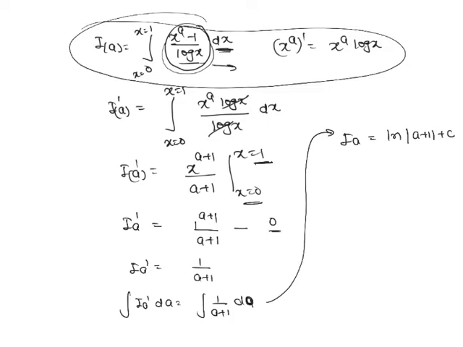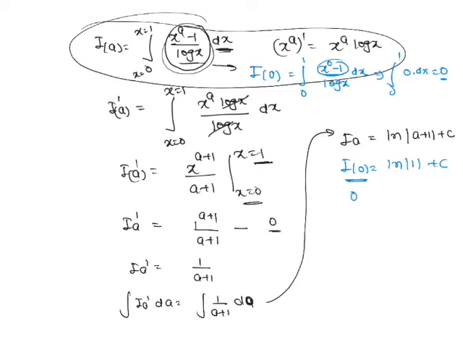In this equation, if I put a equals 0, we get the integral from 0 to 1 of x power 0 minus 1 divided by log x into dx. This 1 minus 1 is 0 into dx, so this will give 0. So if I put I a equals 0, I0 equals ln 1 plus c. I0 is 0, and ln 1 is 0, so c equals 0. From here you can say I a equals ln modulus of a plus 1, this is our answer.